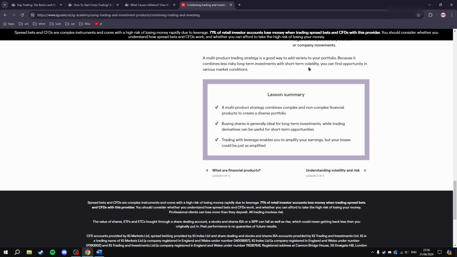Let's do a summary then. A multi-product strategy combines complex and non-complex financial products to create a diverse portfolio. Buying shares is generally ideal for long-term investments, while trading derivatives can be useful for short-term opportunities. Trading with leverage enables you to amplify your earnings, but your losses could be just as amplified.